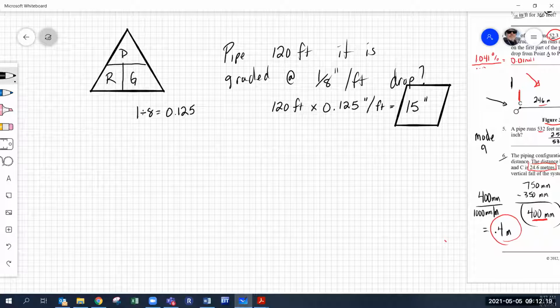Is the grade always going to be in inches? No, not always. It could be expressed as a percentage, as a ratio. It could be in millimeters compared to meters. Okay, so I think for this question, the feet would cancel out. That's why it becomes inches. That is absolutely correct. The feet get canceled out and I'm left with inches.